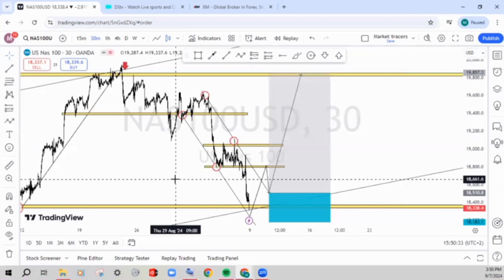So for the upcoming week, we will be milking NASDAQ inside this zone. But the minute it breaks out of it and gives a breakout and a retest, guys, plug in those buying opportunities and let's push it to the upside, guys.